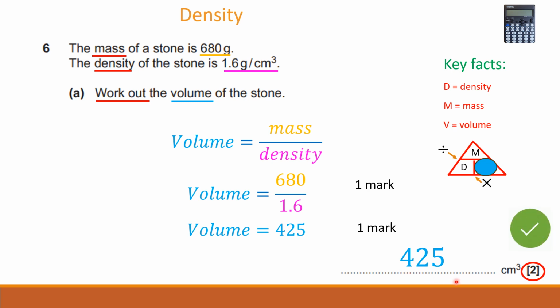Remember, give yourself a tick for where you got the method mark and the answer mark, so you know where the marks were awarded in the exam on the question. Please make sure you've learned this formula because it will come up on your GCSE exam.